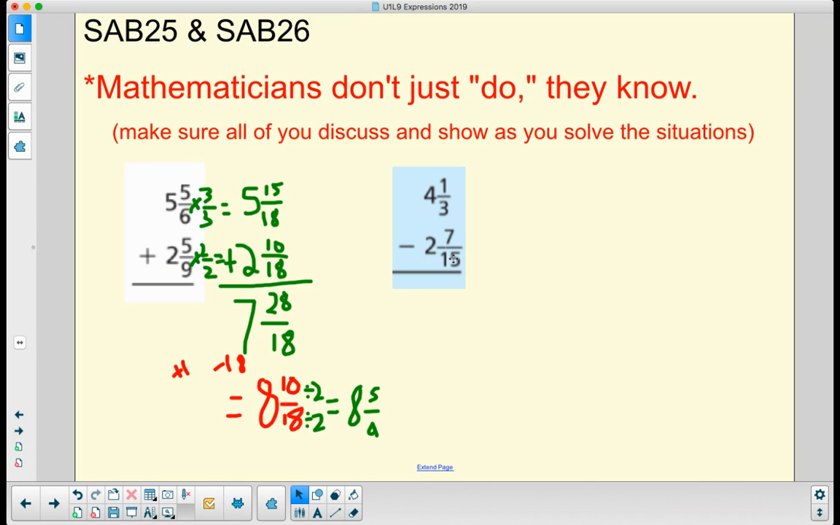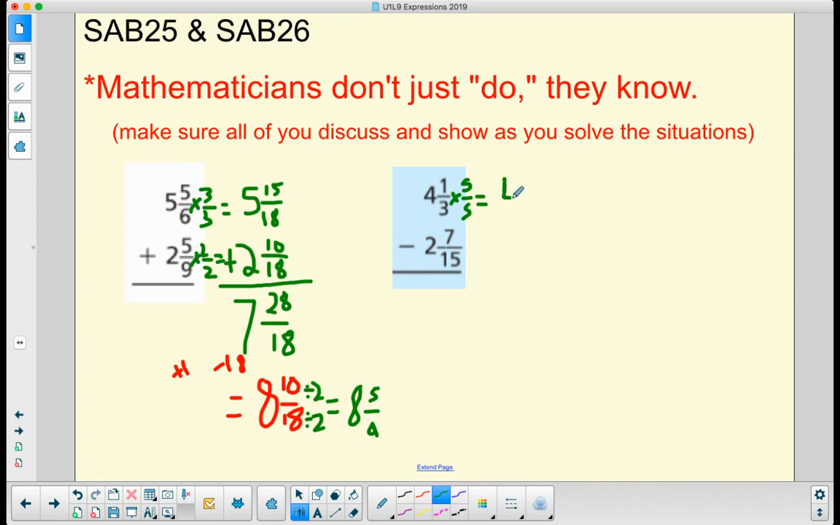Now, subtracting its numbers. Again, just like before, we need a common denominator. First question, is 3 a factor of 15? And it is. So all we have to do is change our thirds. What multiplied by 3 is 15? 5. So to make my fraction I'm multiplying 1, I need to multiply the numerator by 5 also.